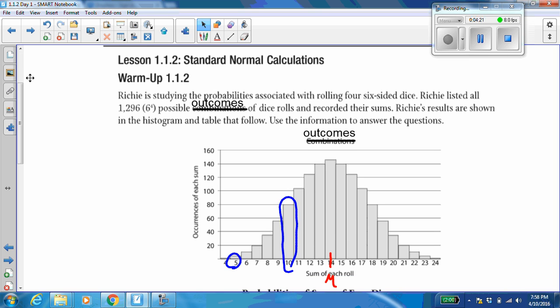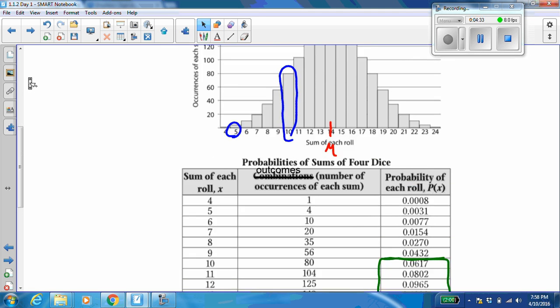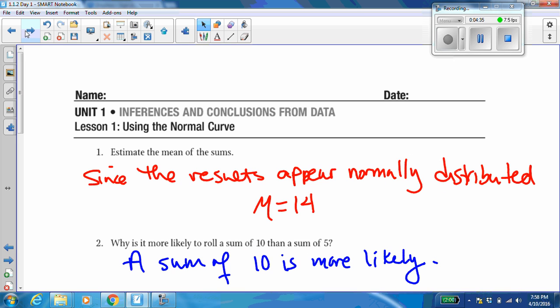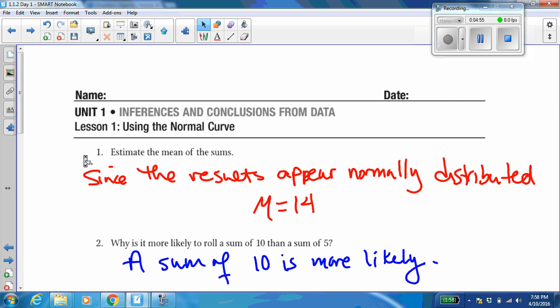Here, first of all, when you see the word combination, it is the same thing as outcomes, where last year in Math 2, I know you guys did a lot with possible outcomes, all possible outcomes, etc. Combinations, outcomes means the same thing. So if we take a look at our answers, number 1, estimate the mean of the sums. So since the distribution appears to be normal, you can assume that the middle is the mean. So if we look back, we have a mean of 14.